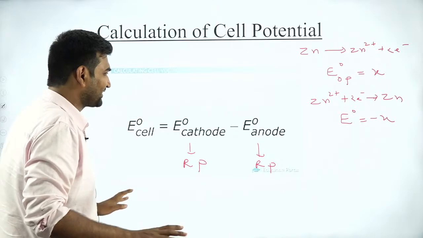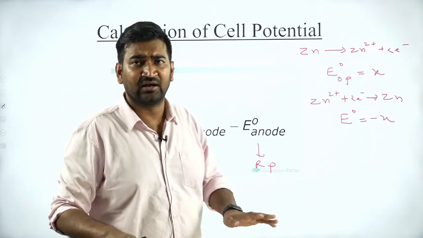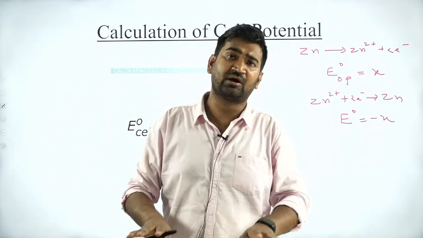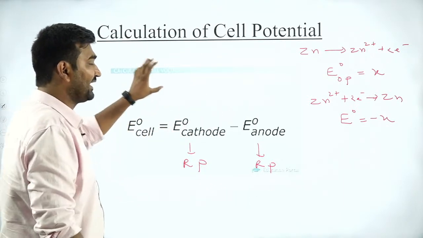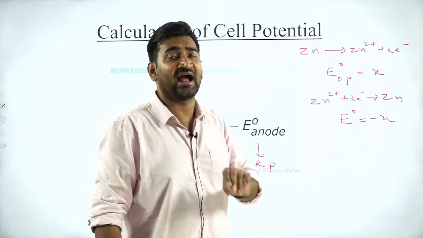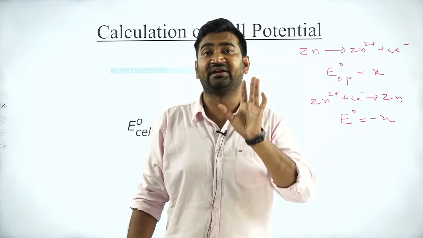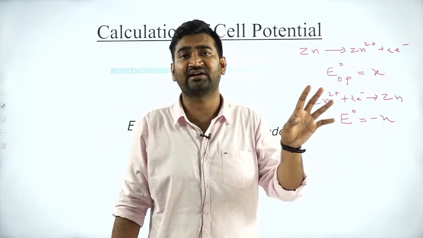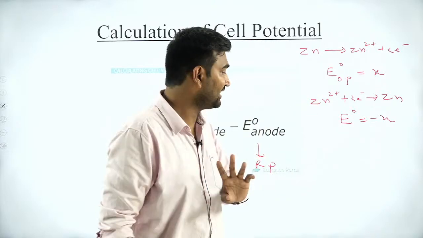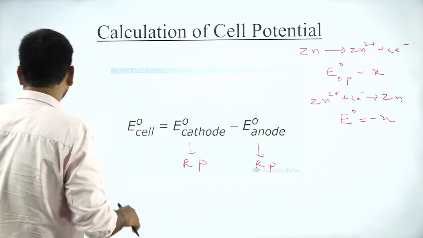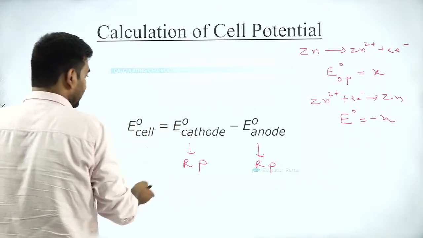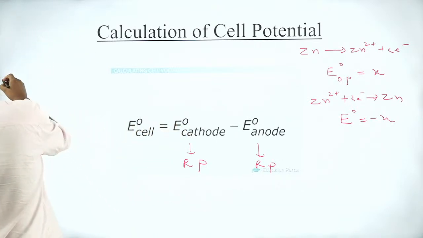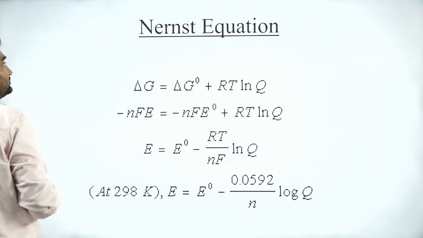So I would say that better not be confused. Remember only one formula and write it: E naught cell is equal to E naught cathode minus E naught anode, and we have to write the E naught RP, reduction potential. We don't have to write the OP. We have to use only the RP. Okay. So this is how we calculate the cell potential, and like that only we have calculated 1.1 volts for the galvanic cell.